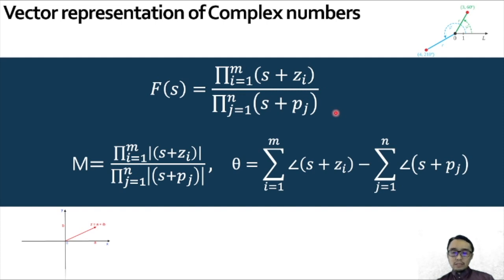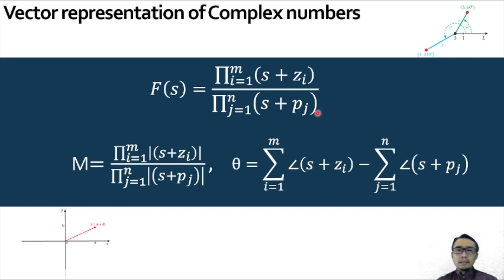Since each complex factor can be thought of as a vector, the magnitude of F(s) at any point, represented by M, is given by the product of the magnitudes of the individual vectors for the zeros divided by the product of the magnitudes of the individual vectors of poles. That will be the magnitude of the overall resulting function if you substitute a complex number s.